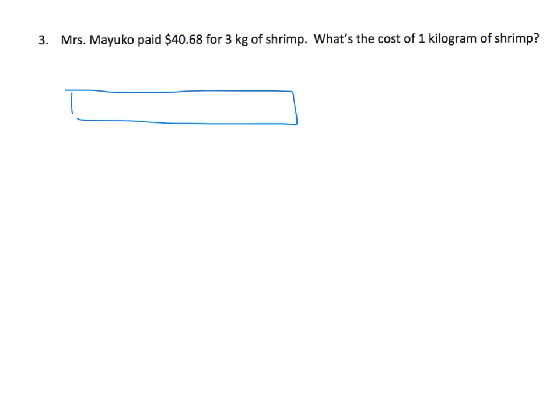So here I'm going to draw a tape diagram, and because there's 3 kilograms of shrimp, I'm going to cut it up into 3 equal parts, and then that whole entire tape is equal to $40.68. And then the question mark is right here. We want to know what 1 of these kilograms is worth. So this is a perfect example of a division problem.